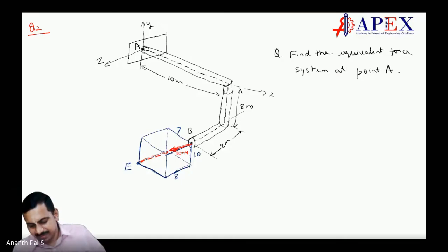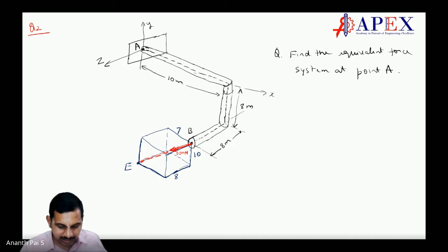Sir, if we want to find out the F vector, then we have to take the vector BE. We can take it like that, sir. Yes, we can take BE, but what is the unit of the BE vector? It is a unit of 7, 10, and 8, is it not? Yes, sir. So what should we take? We should take the force here, is it not? Yeah. What is the force?